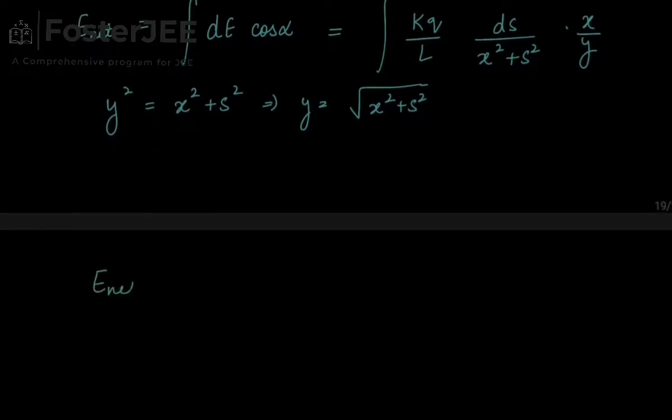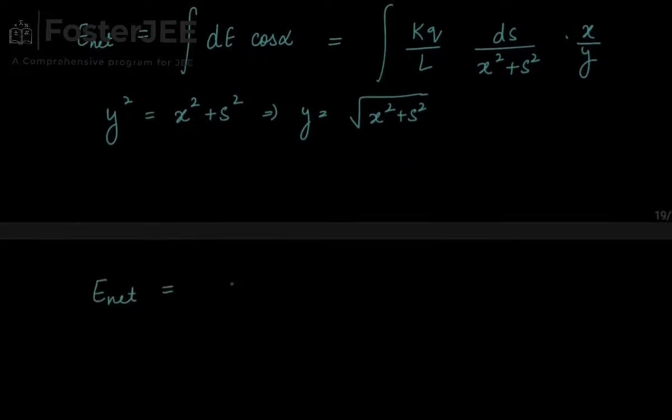So our equation becomes E net equals integration kq by L ds x upon x square plus s square power 3 by 2. Now here comes the blunder. Note that here there are two variables s and x. So we can't integrate this equation unless we substitute one variable in the form of other.